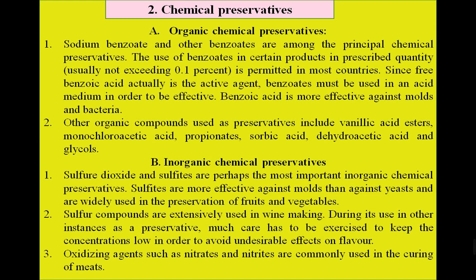Second is the inorganic chemical preservatives. Sulfur dioxide and sulfites are perhaps the most important inorganic chemical preservatives. Sulfites are most effective against molds rather than yeast, and are widely used in the preservation of fruits and vegetables. Sulfur compounds are extensively used in winemaking. In their use in other instances as a preservative, care has to be exercised to keep the concentrations low in order to avoid undesirable effects on flavor. Oxidizing agents such as nitrates and nitrites are commonly used in the curing of meat.